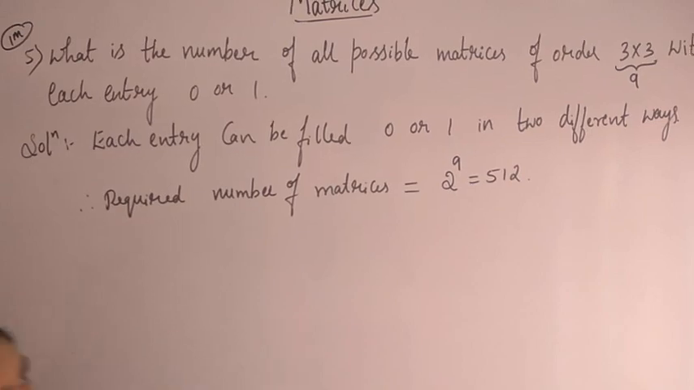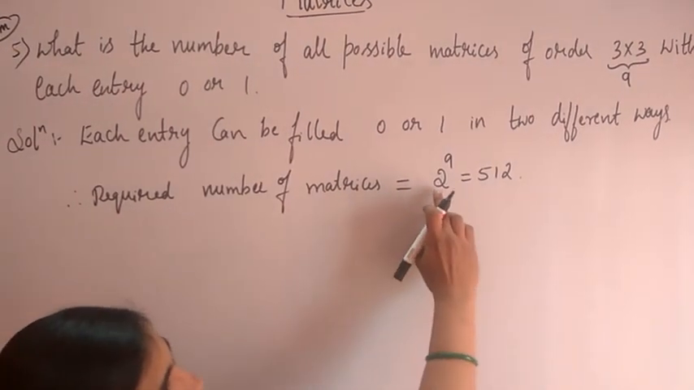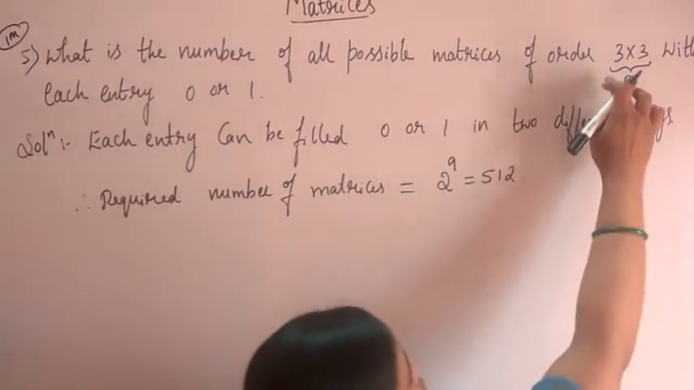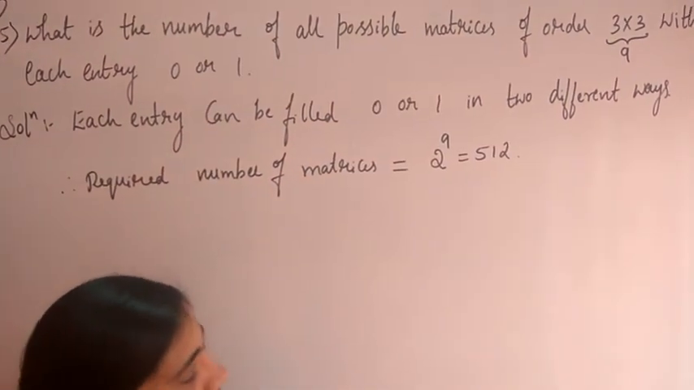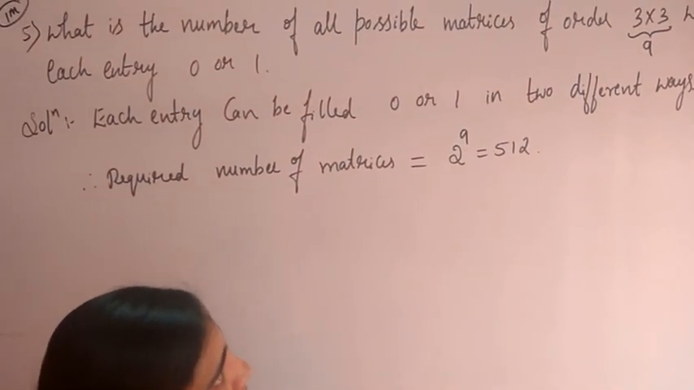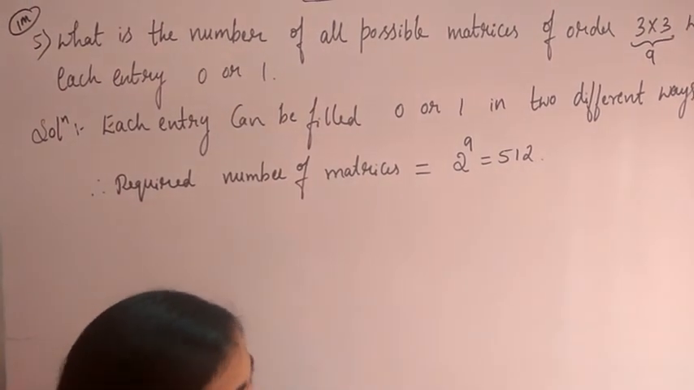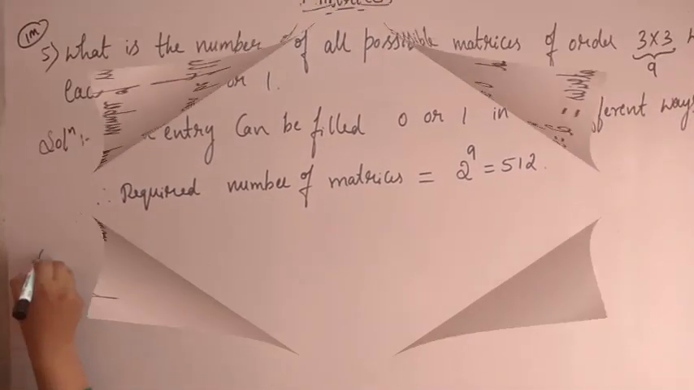Suppose if they give 3 ways, then it is 3 power 9. If the order is 2 cross 2, we get 2 power 4. 2 cross 2 means we have to take 4 elements for each matrix. So therefore 2 power 4 is the required number of matrices.